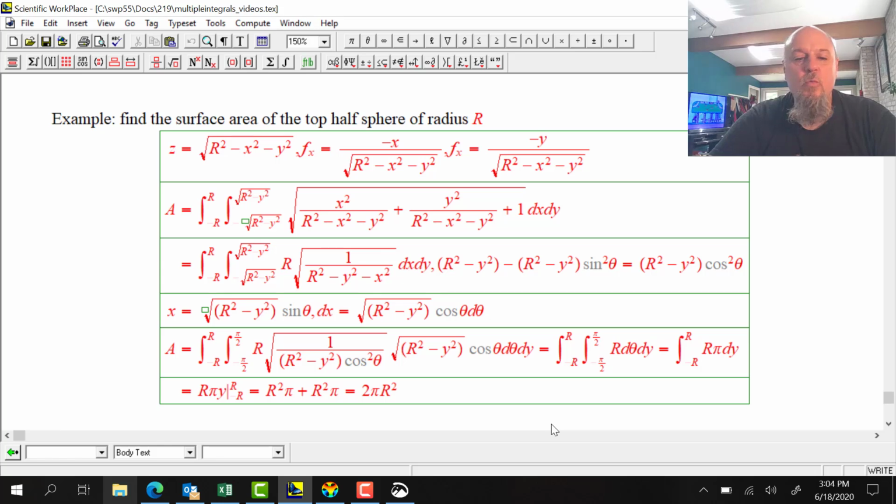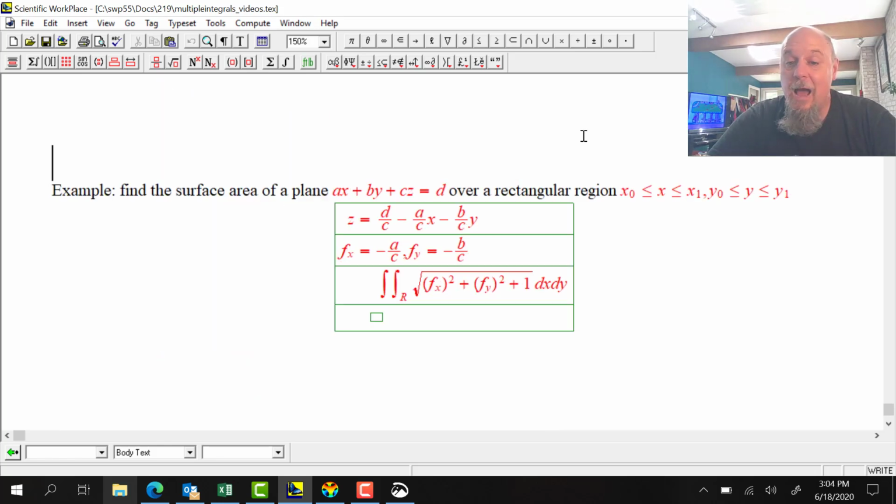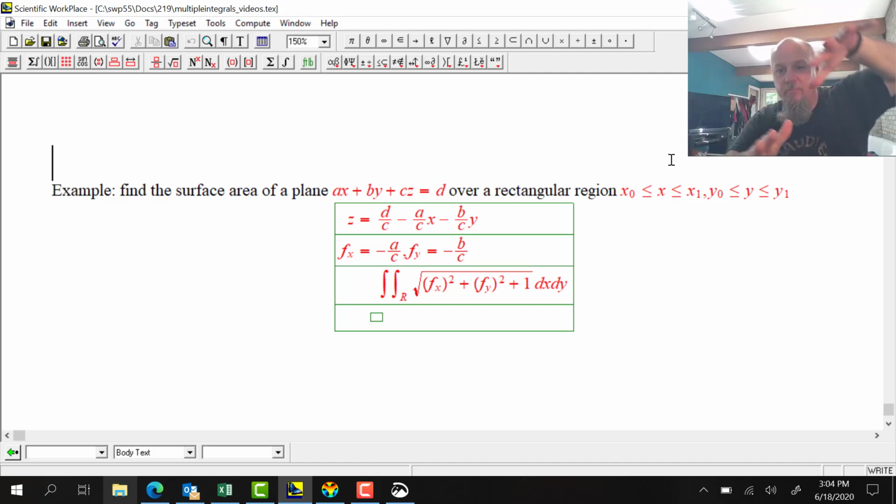Let's do one more example. Now we're going to do a plane over a rectangular region, so this is super general, because I've got a scalar equation of a plane, ax plus by plus cz equals d. So I've got some tilted plane, and the rectangular region over which we're taking the shadow is just x goes from x0 to x1 and y goes from y0 to y1. So everything's super general. What is the area of a plane with a given rectangular shadow? That's what we're figuring out.